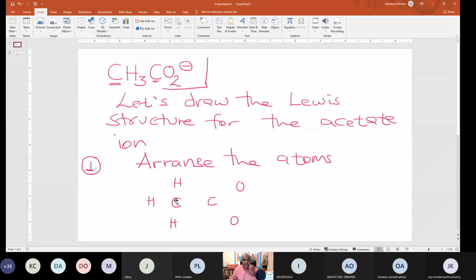Okay? And then carbon, we surround it by 4 atoms. And then we have the 2 oxygens on this carbon. So this is how the atoms are arranged.